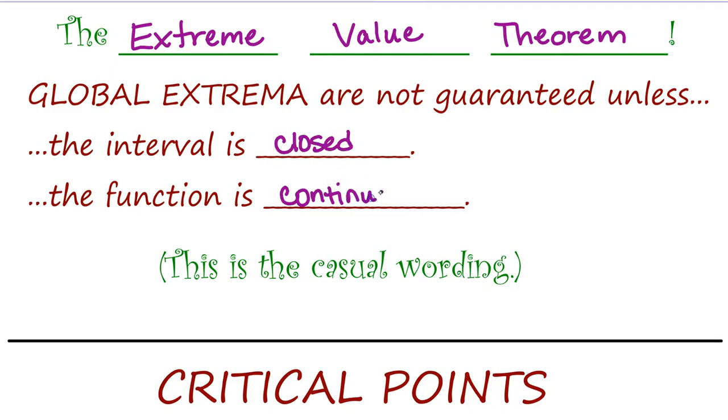Now, there is a more mathematical, symbolic way to write this theorem, but I think this casual wording will do the job for us. If your interval is closed and your function is continuous, you're guaranteed absolute extrema, an absolute max and an absolute min. If one or the other of these conditions is not met, or both, you're not guaranteed absolute extrema.